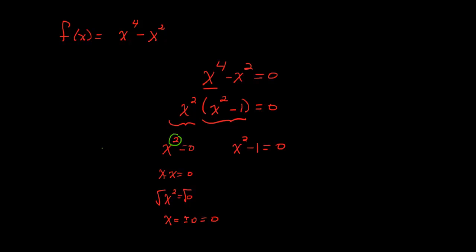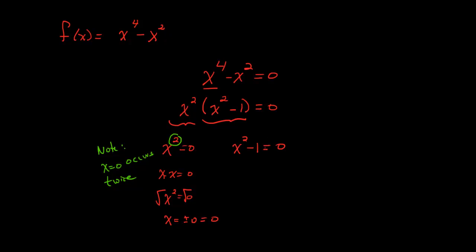So I'm going to put a little note here. Note that x equals 0 occurs twice. And that may not make a lot of sense at this point, but just remember that the x equaling 0 occurs twice. It has a multiplicity of 2.